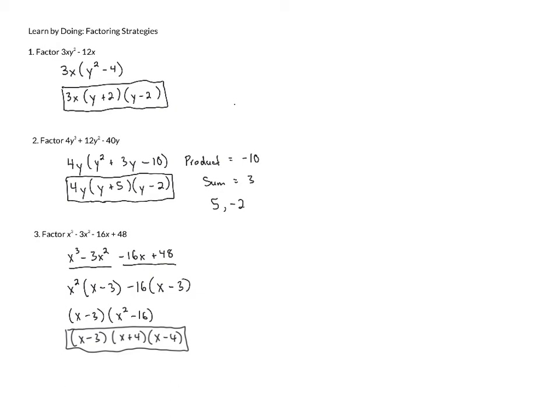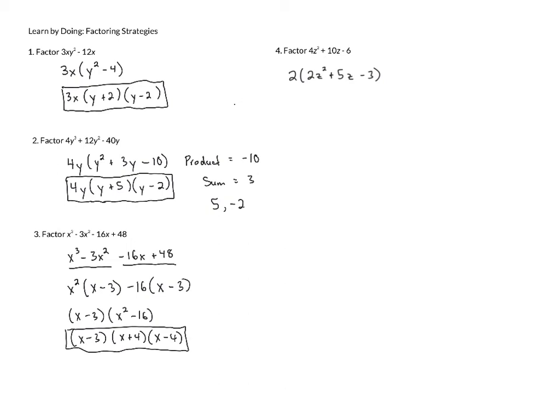Let's do one more. Factor 4z squared plus 10z minus 6. First, we have to ask ourselves if there's a GCF that we can factor out here. Yes, we can factor out a 2 from the polynomial, which gives us 2 times 2z squared plus 5z minus 3. Next, we need to choose a factoring method.